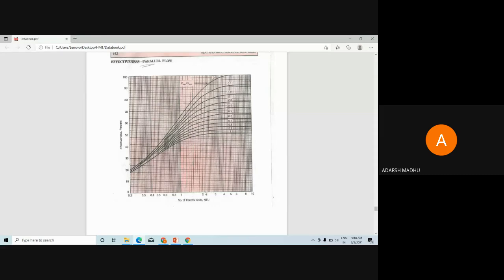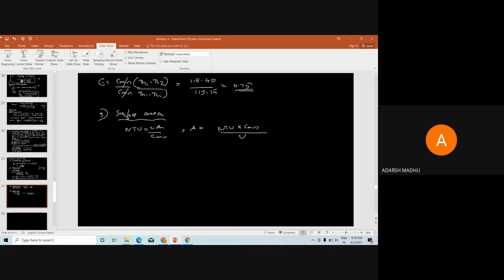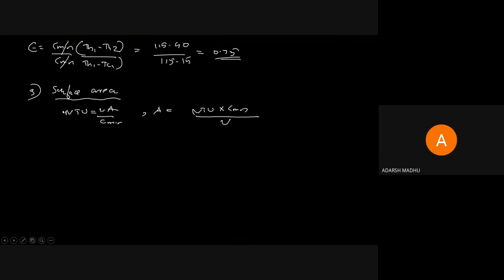If R value and NTU is known, we can find effectiveness. If effectiveness and R value is known, we can find the NTU. So please calculate the value of NTU here. For finding the value of NTU, the values we need are effectiveness and R value. Effectiveness is already calculated, so we need to find the R value. R equal to C minimum by C max.